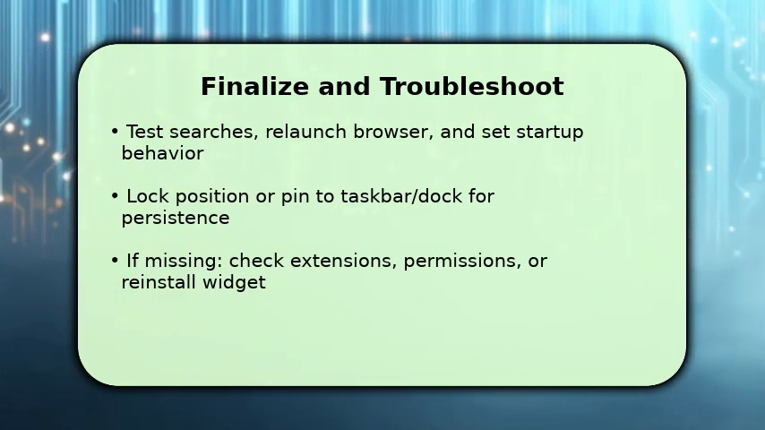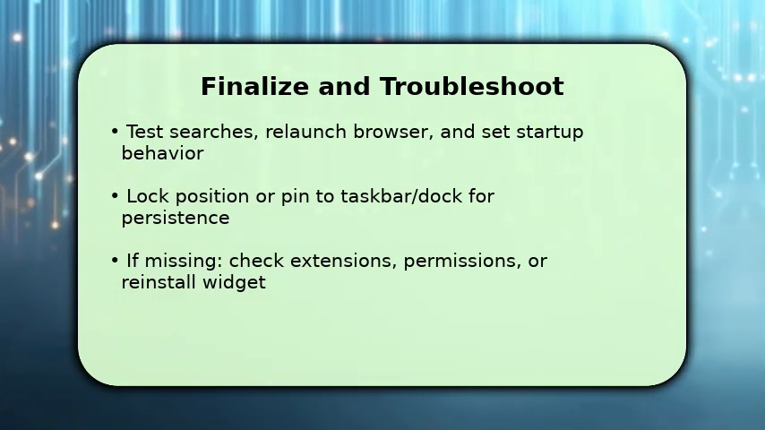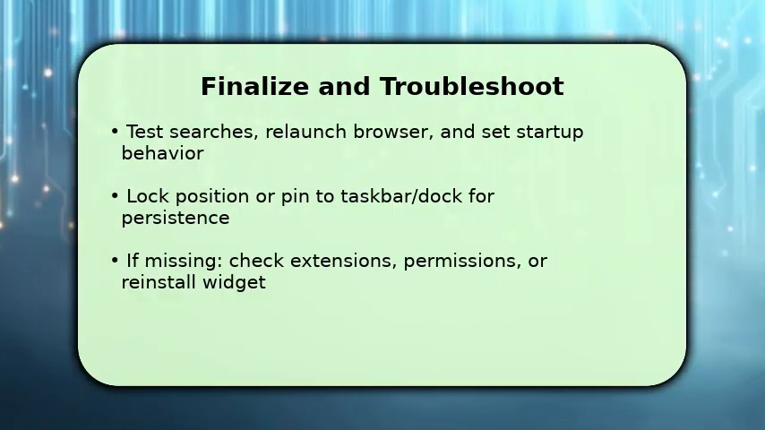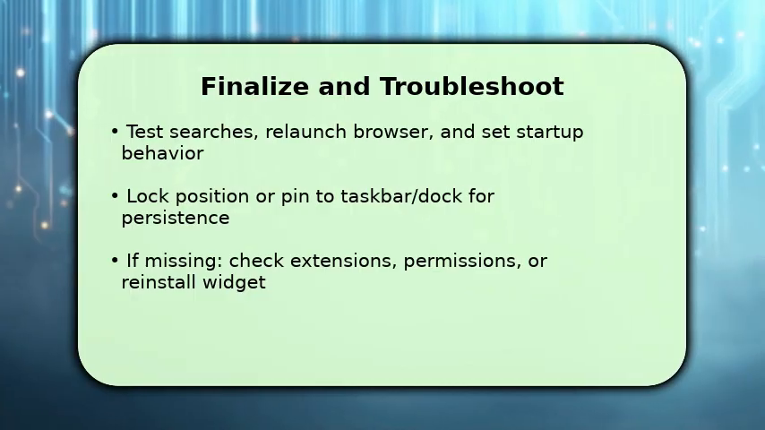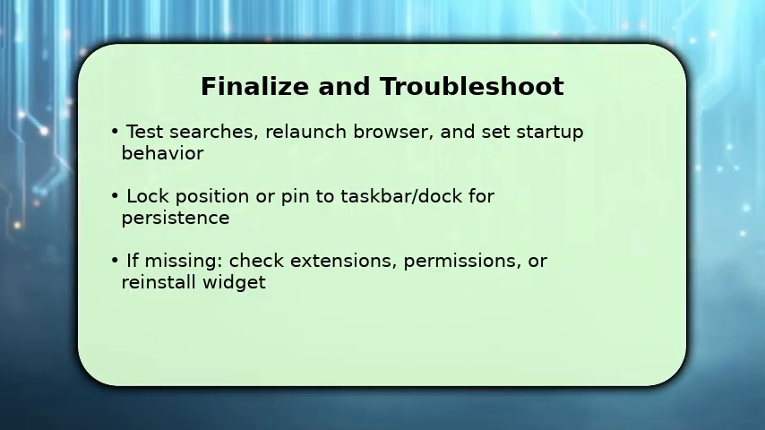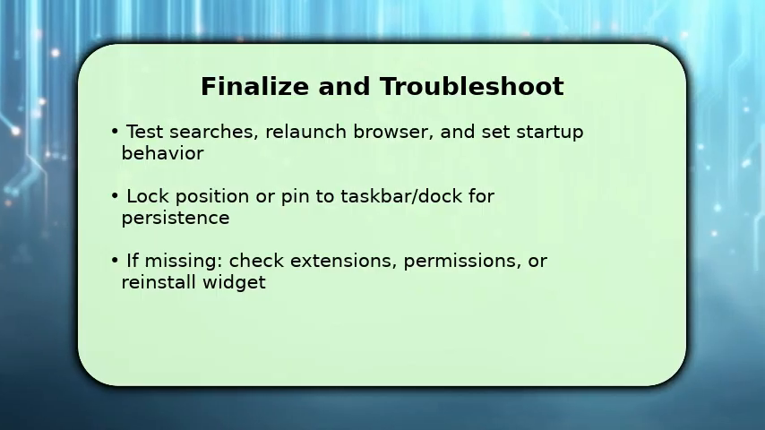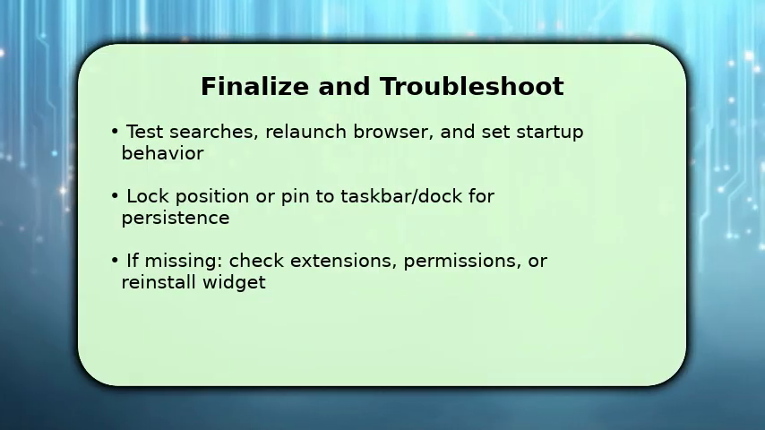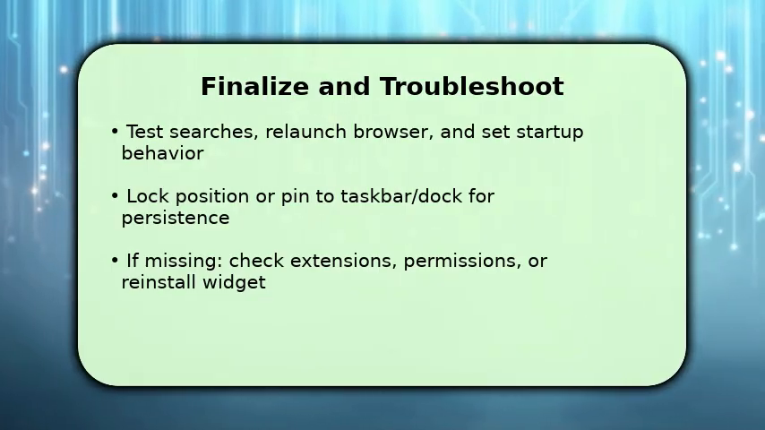Pin the search bar to the taskbar or lock its position in the widget settings so it won't move accidentally. If the bar disappears, make sure the extension is enabled, the widget has the necessary permissions, and the correct default engine is selected. If problems persist, reinstall the extension or widget and restart.